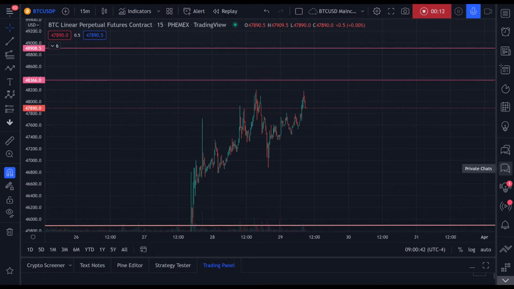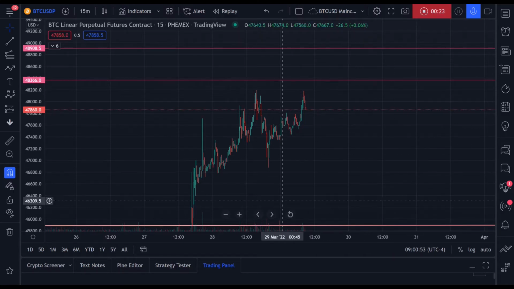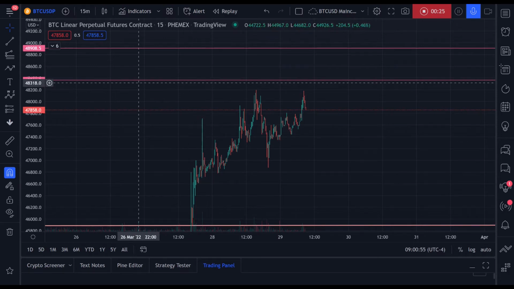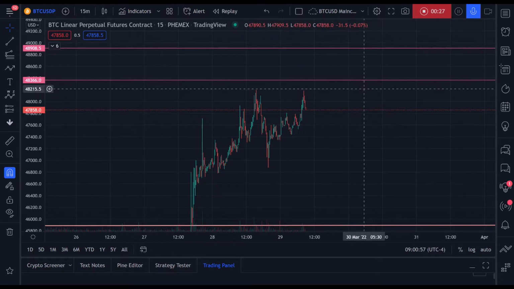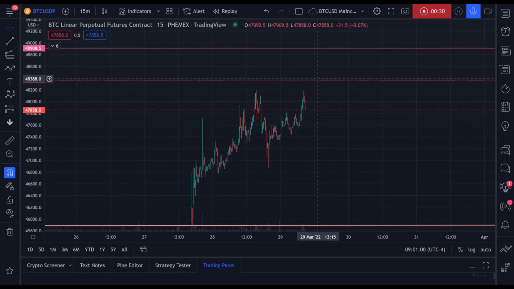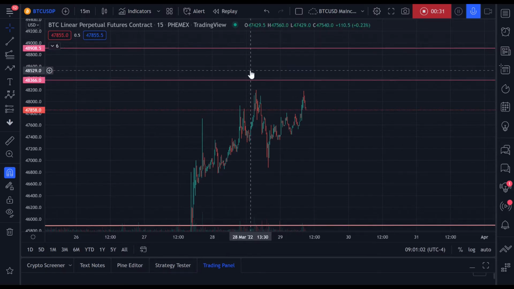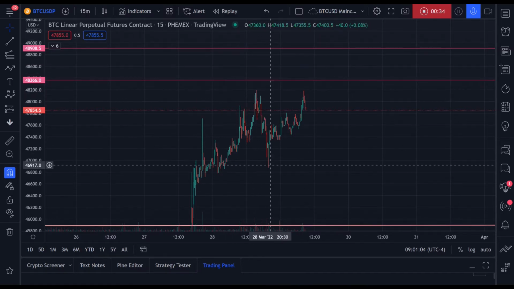Today is March 29th, 2022, and Bitcoin is looking like it's about to correct to the downside. All right, I'm on the 15-minute chart, and I've got the recent price action up as well as 2 pink lines. All right, these 2 pink lines represent the phi ratios of the recent downtrends.